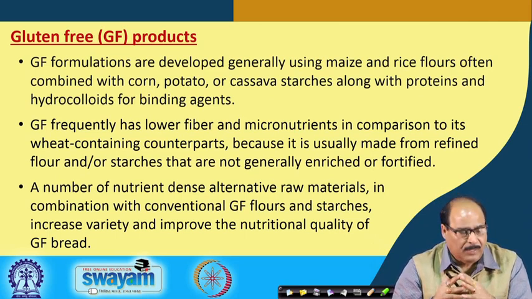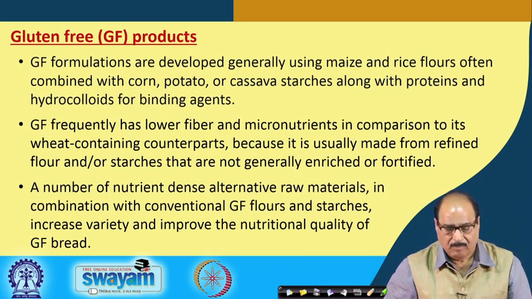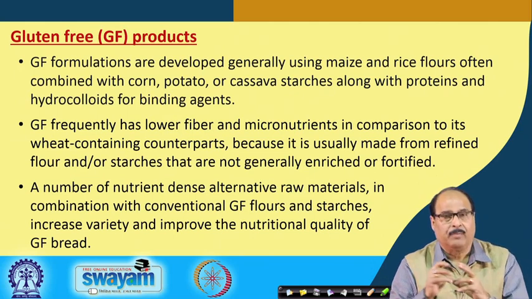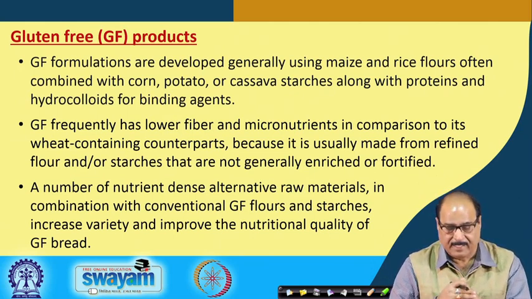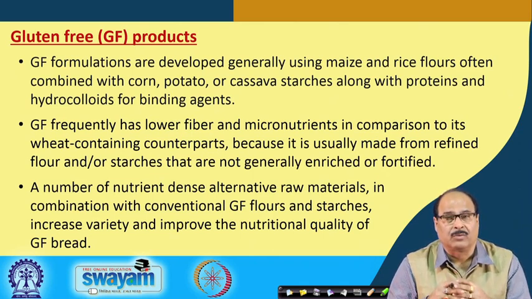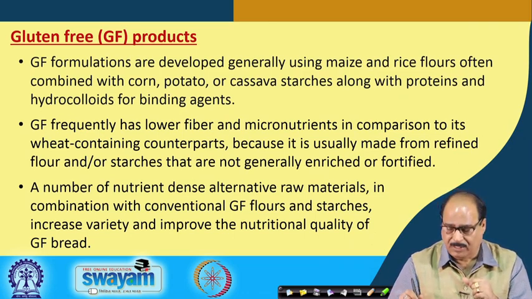Okay. So, gluten-free products generally have lower fiber and micronutrients in comparison to their wheat-containing counterparts, because they are usually made from refined flour and starches that are not generally enriched or fortified. A number of nutrient-dense alternative raw materials in combination with conventional GF flours and starches increase variety and improve the nutritional quality of the GF bread.